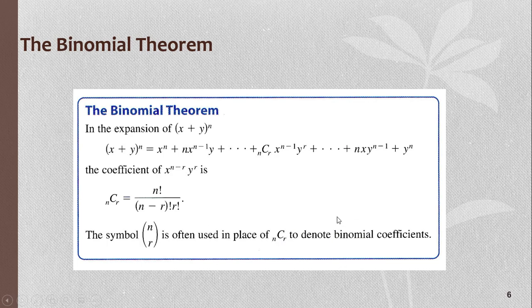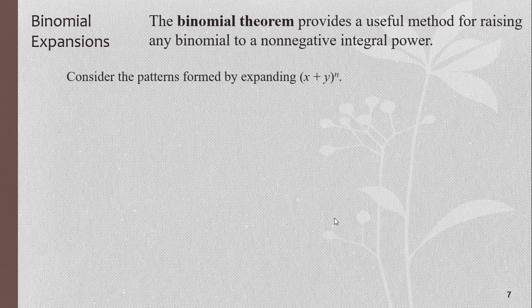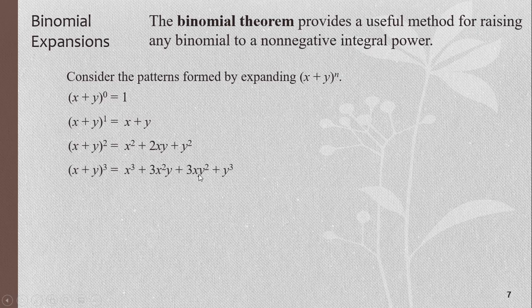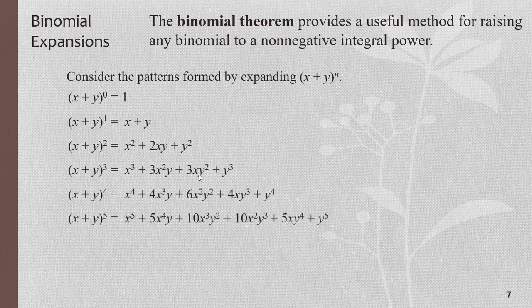So we looked at an example of expanding x plus y to the nth. So x plus y to the 0th power is just 1. x plus y to the first power is x plus y. And then we looked at squared, cubed, to the 4th, to the 5th. And you'll notice that the coefficients are Pascal's triangle. So 1, 1, 1, 1, 2, 1, 1, 3, 3, 1, 1, 4, 6, 4, 1.